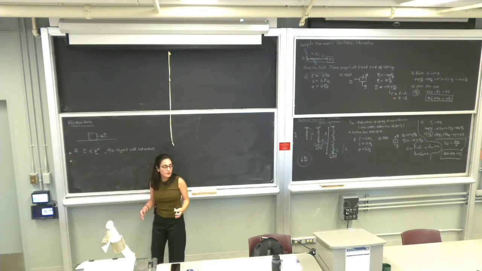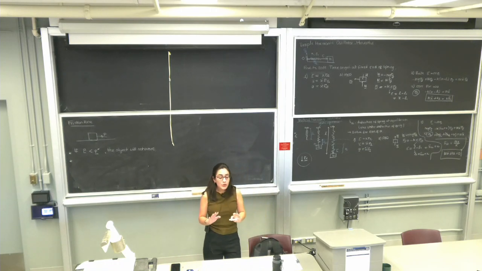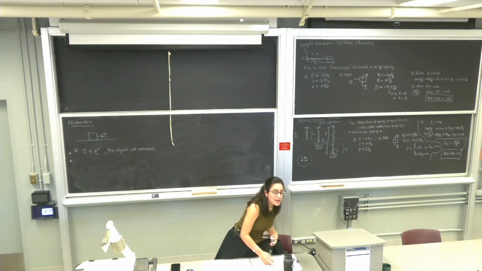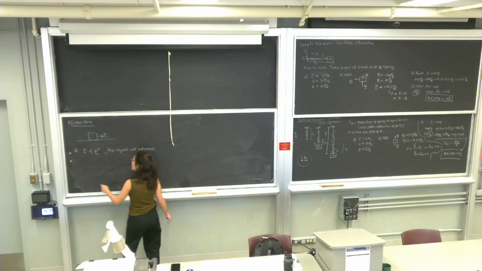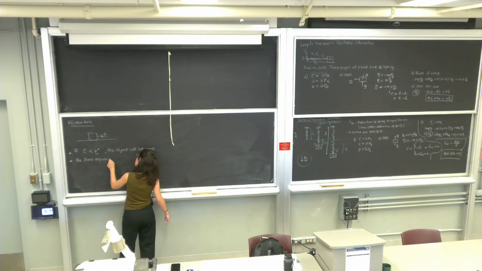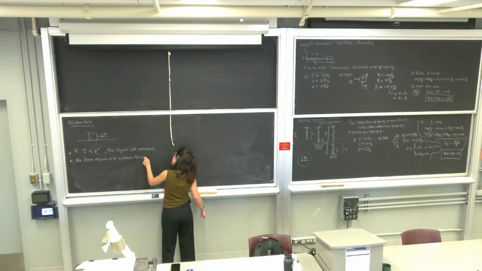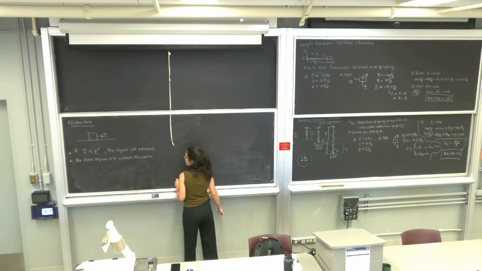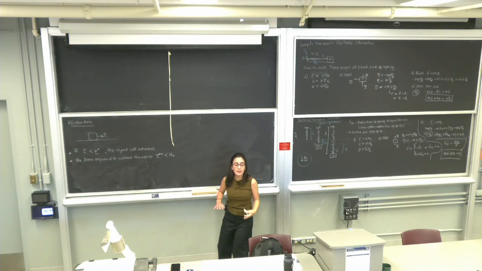At a certain P star, at a certain force, the object will move. Usually the force required to sustain the motion of the object is less than the force required to initiate the motion. The force required to sustain the motion, I'm going to call that P star double dot, is less than the force required to initiate the motion, which we already called P star.